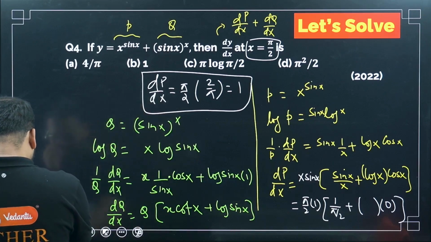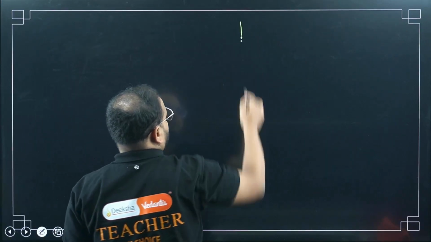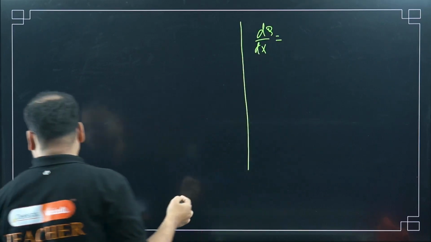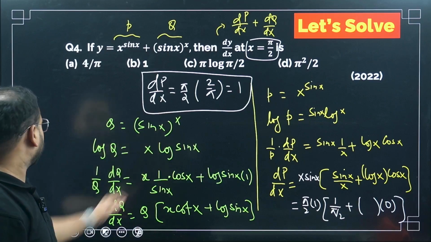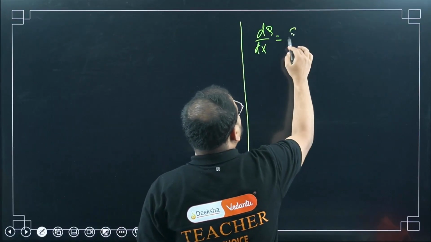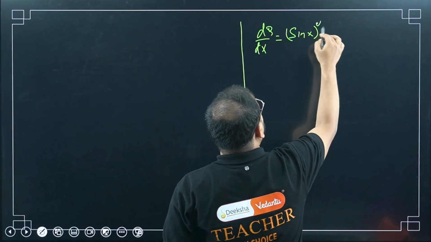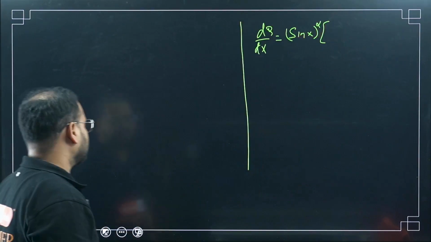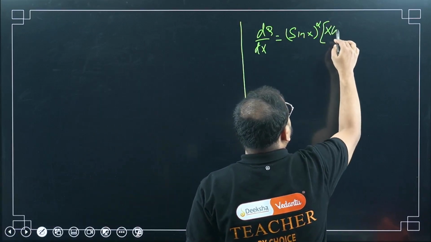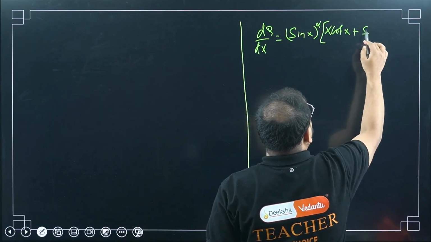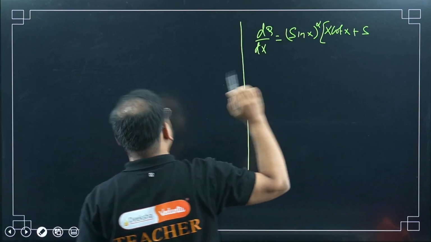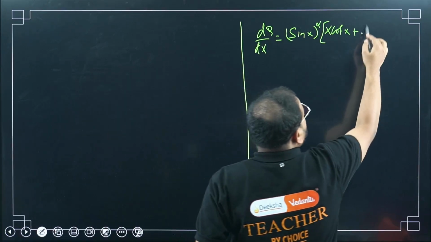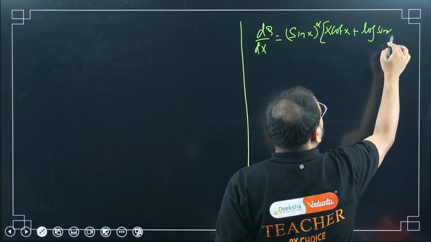I write this over here. So I get dq by dx equals q times, so what is my q value? Sin x to the power x. I can write q as sin x to the power x. And for the remaining part, I'll write as it is: x cot x plus log sin x. Not just sin x, log sin x is there. Log of sin x.